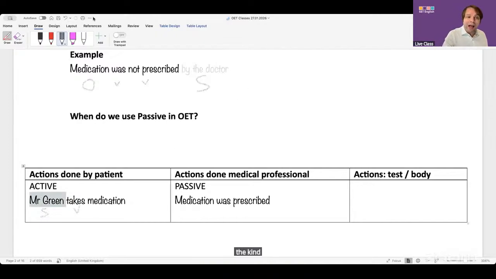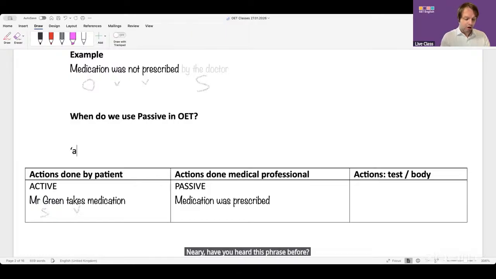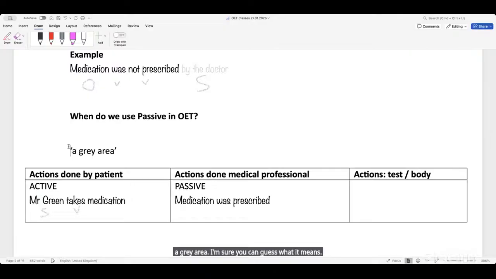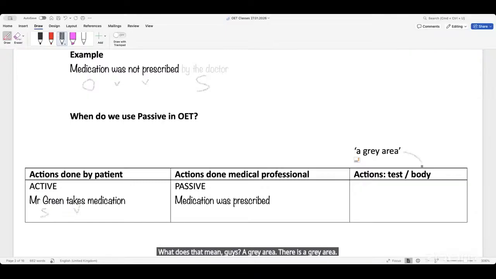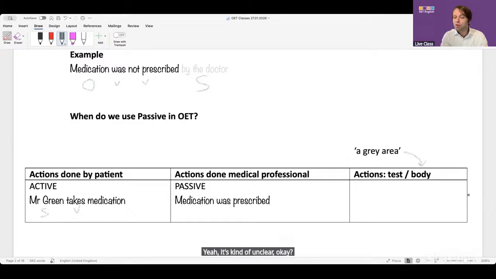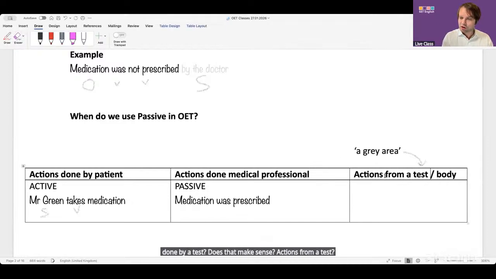The kind of grey area, okay. Has anyone heard that? Neri, have you heard this phrase before? A grey area? I'm sure you can guess what it means. Or you might know. A grey area. What does that mean, guys? A grey area. There is a grey area. Where it's not normally clear. Yeah, it's kind of unclear. Okay. So the grey area is actions done by a test. Does that make sense? Actions from a test or an action from a body.